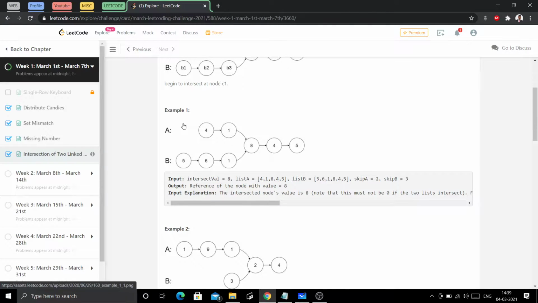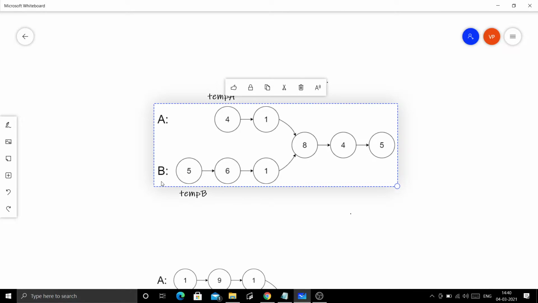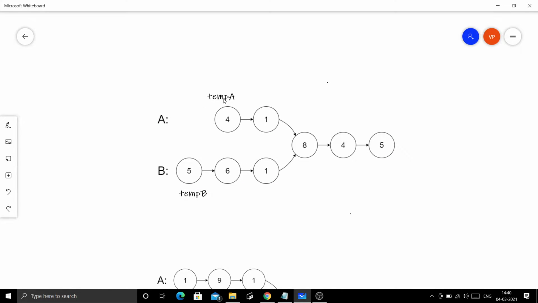And now let's start with an example. How can we solve it? Let's see the first example. Here is a question where the intersection is at 8. Now, how can we iterate over it to find the intersection of the two linked lists? There is a linked list A and this is a linked list B. What I will do is first take a temp node to iterate over linked list A and B. So temp A is for linked list A and temp B is for linked list B.